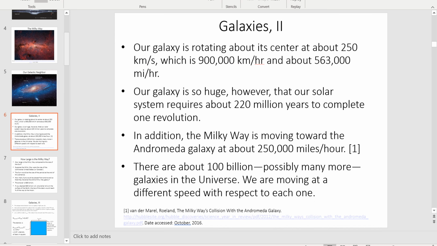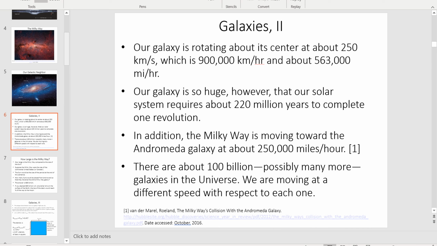Let's talk about the motion of our galaxy. I told you that our galaxy is a disk that's rotating around. It's rotating around its center at the place where we're located, I should say. It's rotating around its center at about 250 kilometers per second, which is about 500,000 miles per hour. However, the galaxy is so huge that our solar system takes about 220 million years to complete one revolution, even traveling at about 500,000 miles per hour.